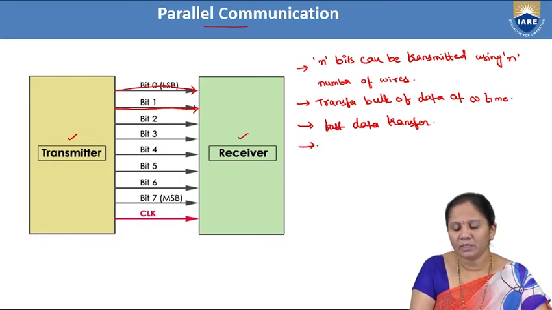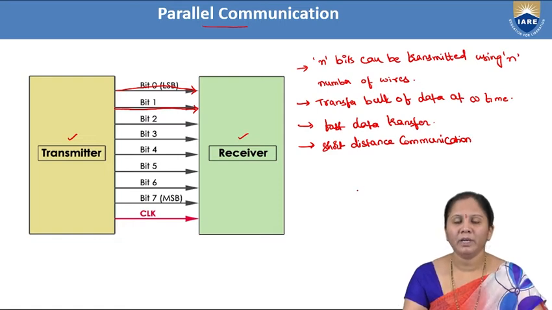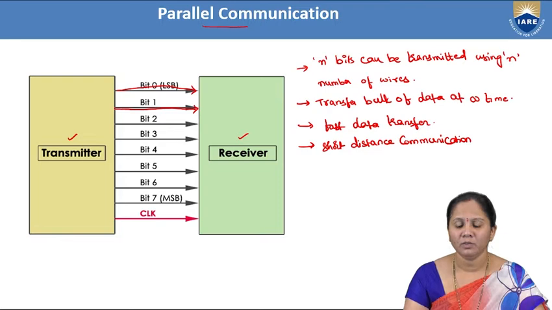And another one is, this parallel communication supports short distance communication. So this is preferred during short distance communication. This is the main difference between serial communication and parallel communication. Out of these two, serial communication is preferred to transmit the data.